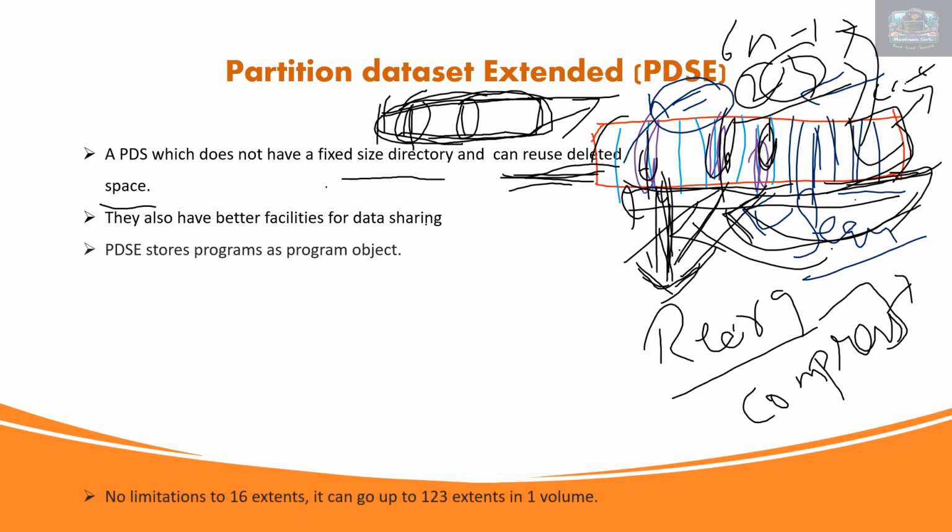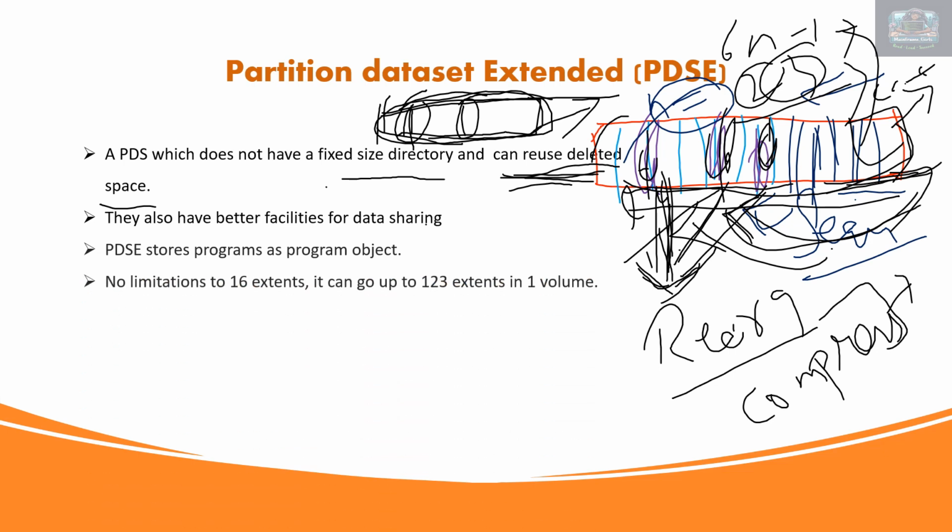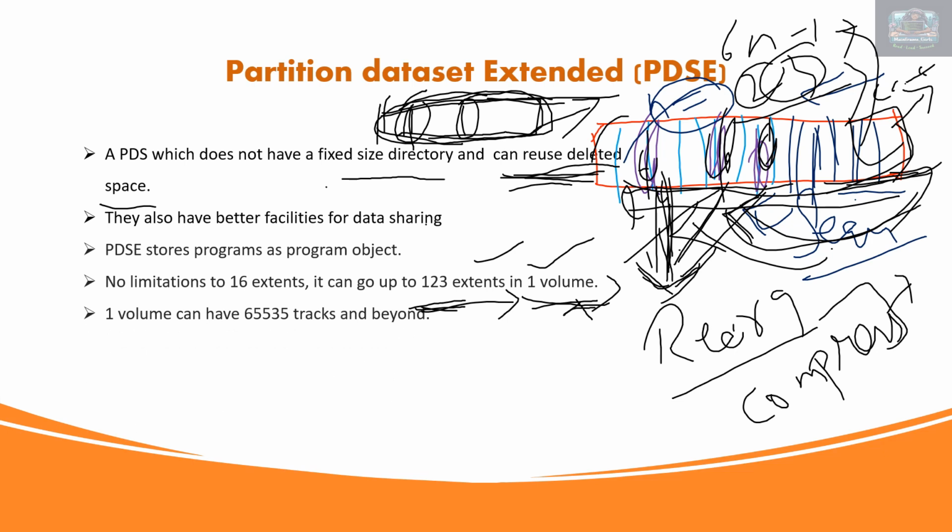And as I told you, it's extended, so it can go up to 123 extents in a single volume, and a PDSE can be in only one volume. Unlike a PS, which can span 59 volumes, it can extend only within one volume, but up to 123 extents. Normally a file created is limited to 65,535 tracks, but a PDSE can go more than 65,535 tracks and 123 extents in a single volume.